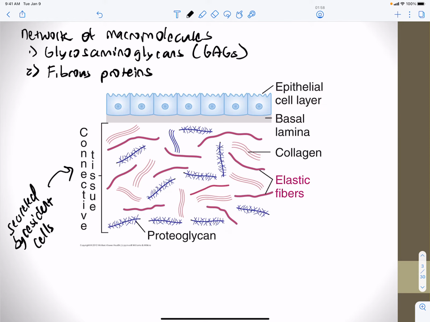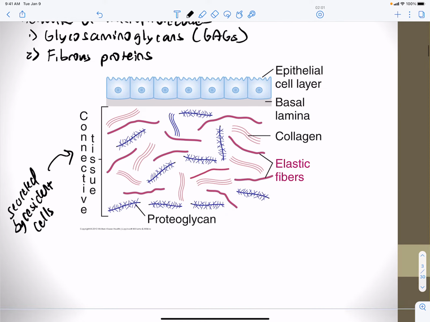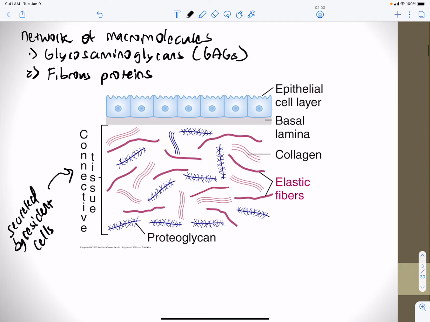Now, your extracellular matrix is going to also form a basement membrane or basal lamina. That is a special version of extracellular matrix. So the basal lamina also is called basement membrane. And this is going to be dense. So this is going to be more dense than your other connective tissues.